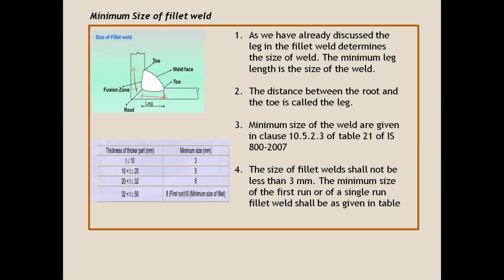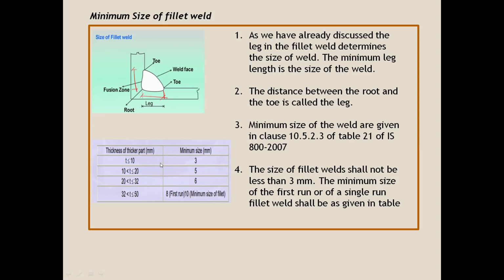The minimum size of the first run or of a single run fillet weld shall be as given in the table. See the thickness of the thicker part T: for T up to 10 mm, the size is 3 mm; for 10 to 20 mm, 5 mm; for 20 to 32 mm, 6 mm; and for 32 to 50 mm, 8 or 10 mm size of fillet weld.